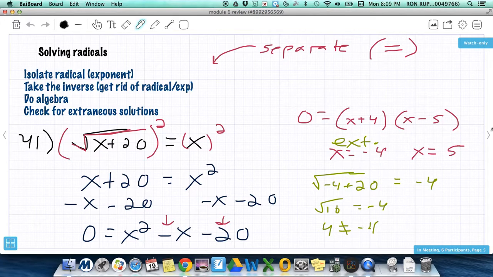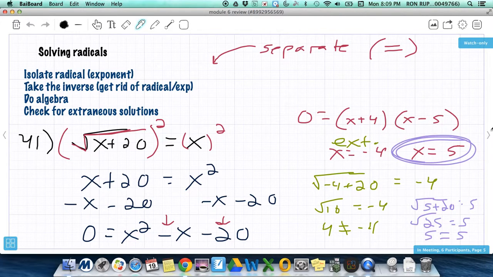Let's check the 5. Does the square root of 5 plus 20 equal 5? Square root of 25 equals 5. 5 does equal 5, so the solution to the problem is x equals 5. So that is how you do it. Let's move on to another problem where we have to separate our radicals with the equal sign.